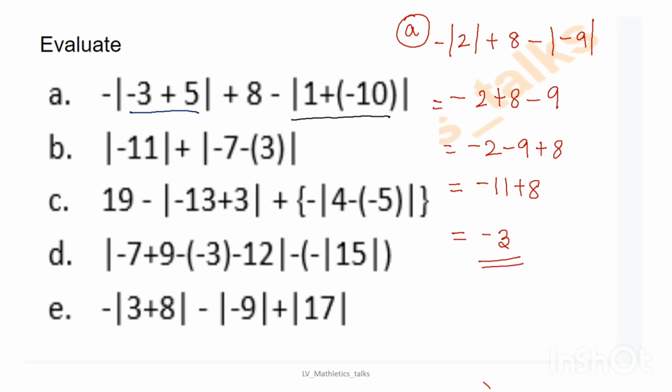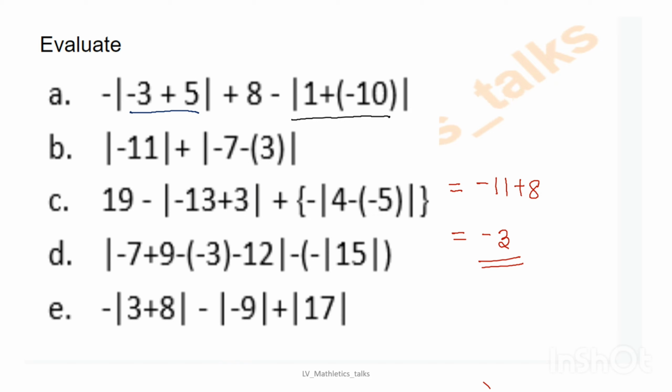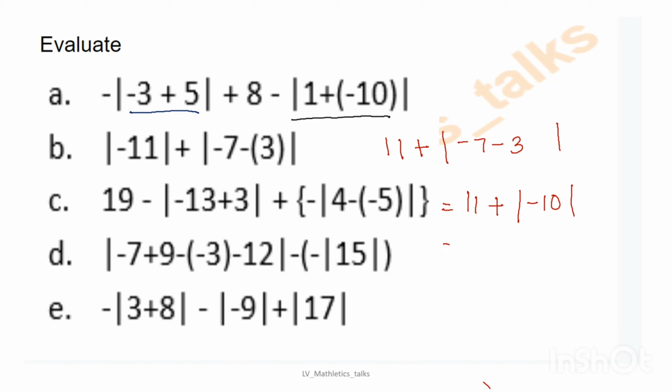Let's see the second question. It's a very simple question. Absolute value of minus 11. You know absolute value of a negative number or positive number is the number itself. So it is 11 plus, within absolute value bars, minus 7 minus 3. It is minus 7 minus 3. This is equal to 11 plus minus 7 minus 3 is minus 10. Absolute value of a negative number is positive. So it is 11 plus 10, which is 21.